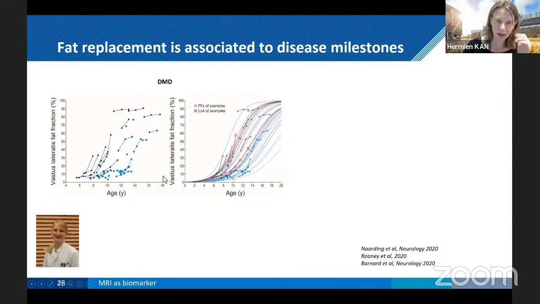And then we interviewed these patients to ask them when they lost ambulation. Because the advantage of putting all these data on a curve is that you can actually model where their fat fraction will be in a couple of years. And then you can relate that fat fraction to the moment that they lost ambulation. So we can actually look back in time or look forward in time.